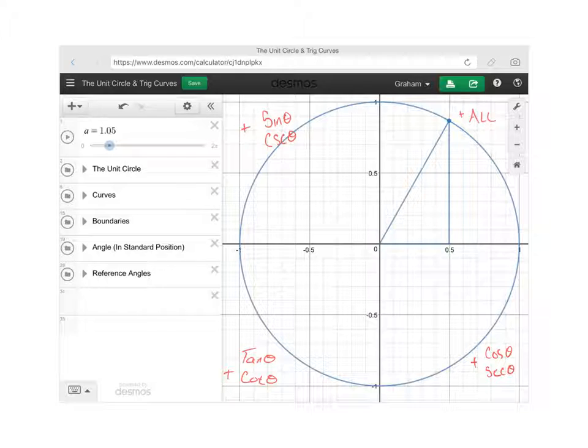And you can use this on the bottom section of the homework for number 3. All right, so hopefully this is another good little tutorial on how this works and how to find the sign of each trig function in the different quadrants.